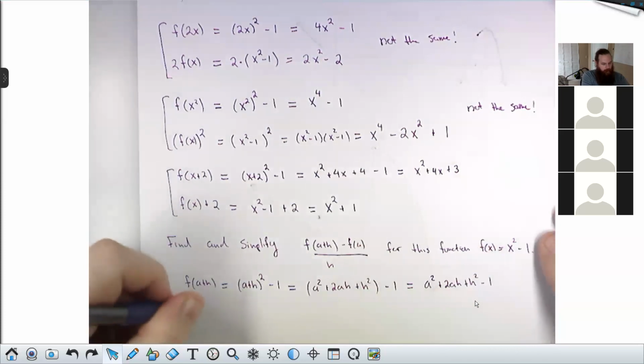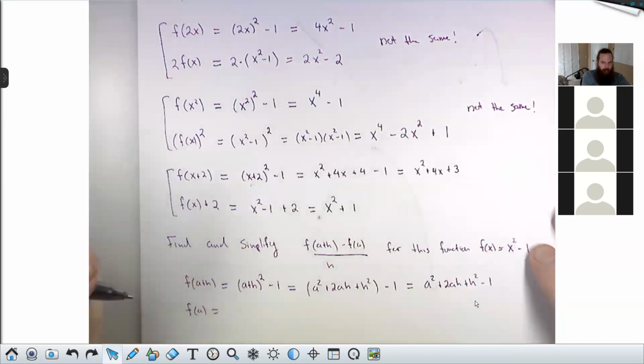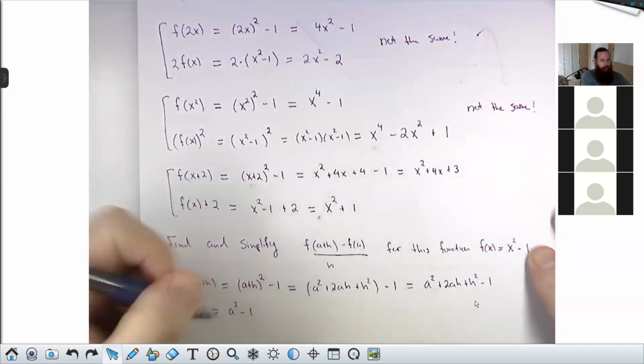F of a, well, I just take my formula for f over here, and I swap the x for an a. So that's just a squared minus 1.